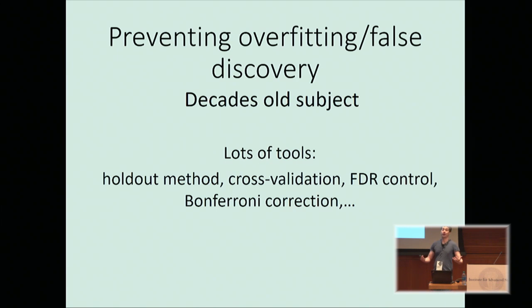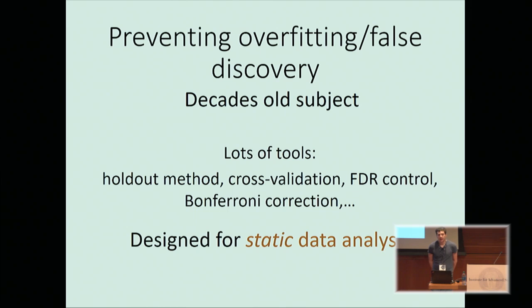Okay, there's the holdout method. You can train your model on one part of the data set and then evaluate it on a holdout. There's cross-validation. You can try to control what's called the false discovery rate. You can use the Bonferroni correction, which is a biologist's word for union bound. And one assumption that goes into the analyses of all of these methods is that the data analysis is static.